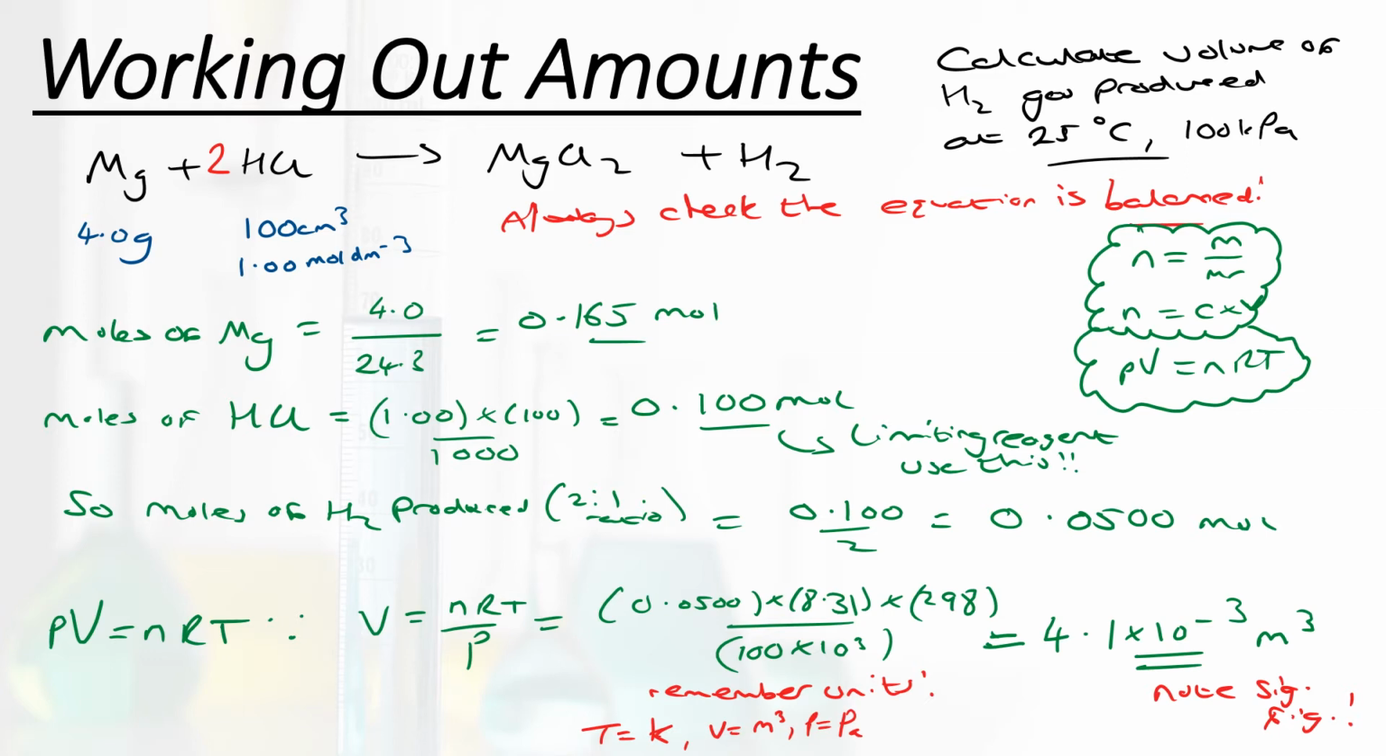And again, as we've seen in lots of other of these videos, we have to make sure our significant figures are consistent. We can only give it to the minimum number of significant figures in the question. The 4 grams is 2 significant figures, 100 centimeters cubed is 3 significant figures, and 1.00 mole per decimeter cubed is 3 significant figures. So we have to give our answer to 2 significant figures, 4.1.